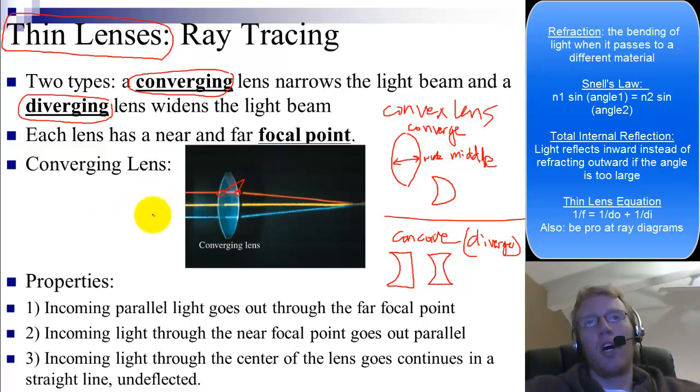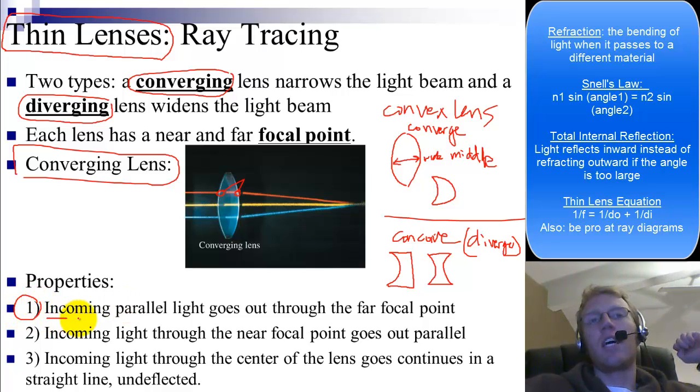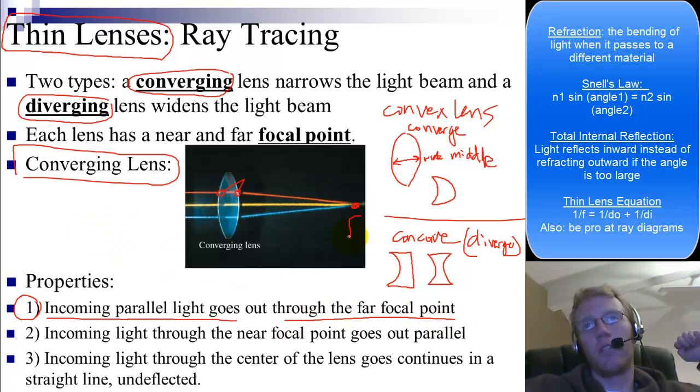Lenses have a focal point on both sides because the light is passing through from one side to the other, whereas mirrors only had a focal point on one side. So for a converging lens, you got a focal point on both sides, and here are your three rays that you can draw, three properties of this lens. Any incoming light parallel goes out through the far focal point. So it passes through and goes through the focal point over here. So this will be like our focal point on the far side. So light comes in, passes out on the far focal point.